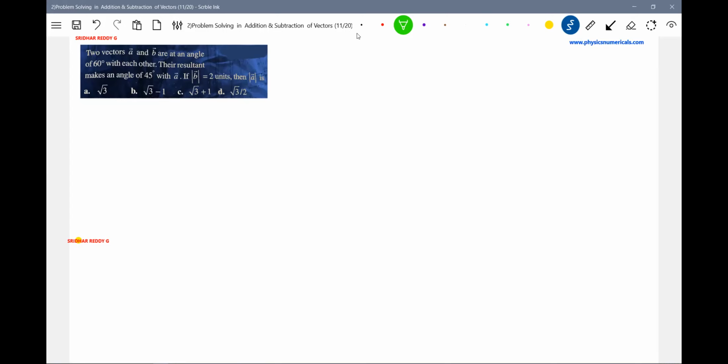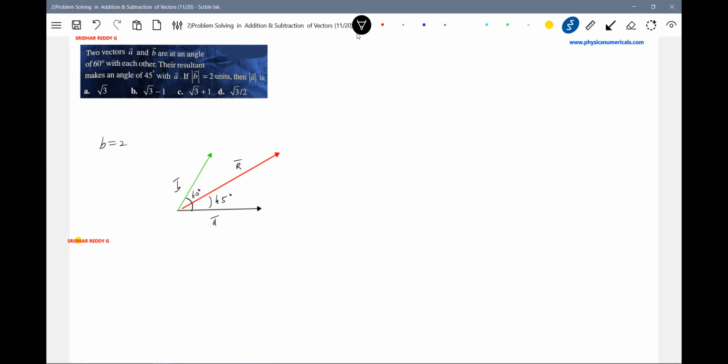After this, two vectors A and B are at an angle of 60 degrees with each other. Two vectors are there: one vector A bar, the other vector B bar. Then the resultant vector R bar, A bar, B bar at an angle of 60 degrees. So the angle between them is 60 degrees. The resultant makes an angle of 45 degrees and B equal to 2. Then what about R and A? We'll find out both.